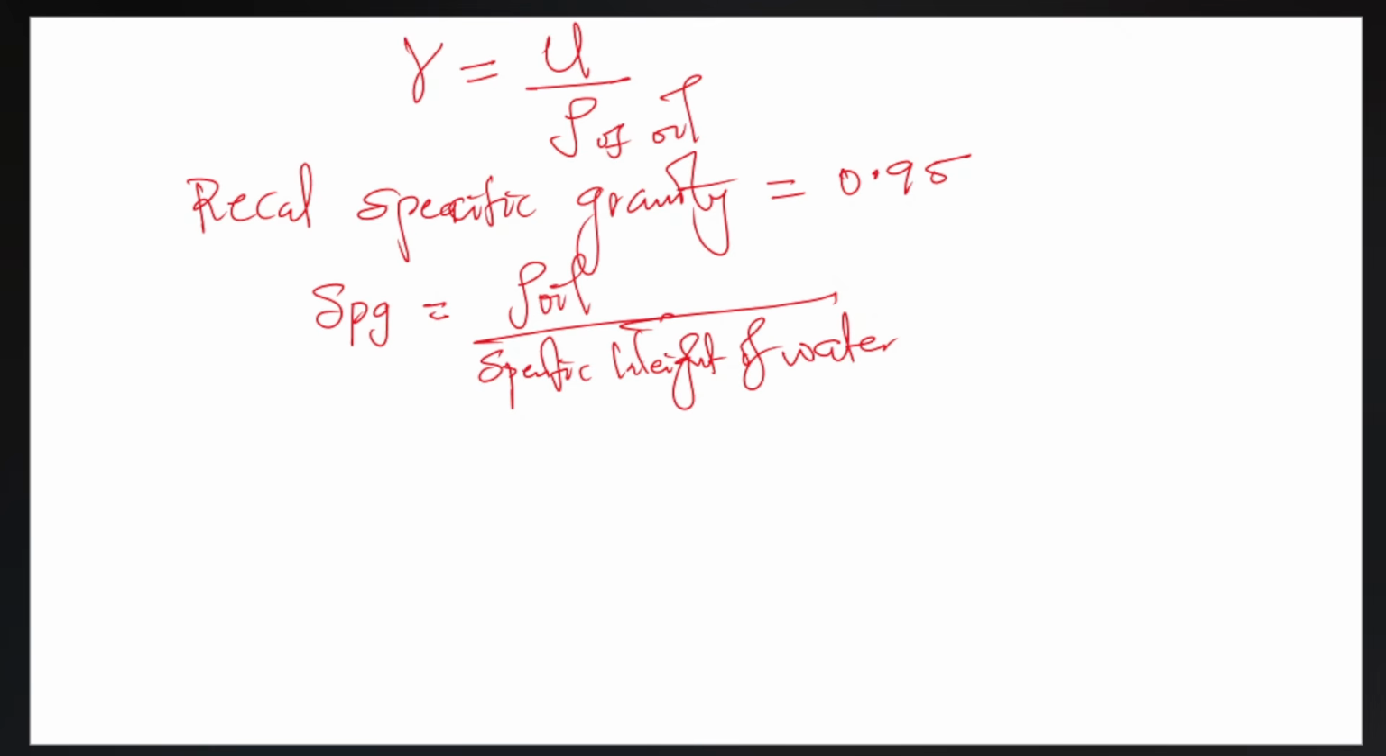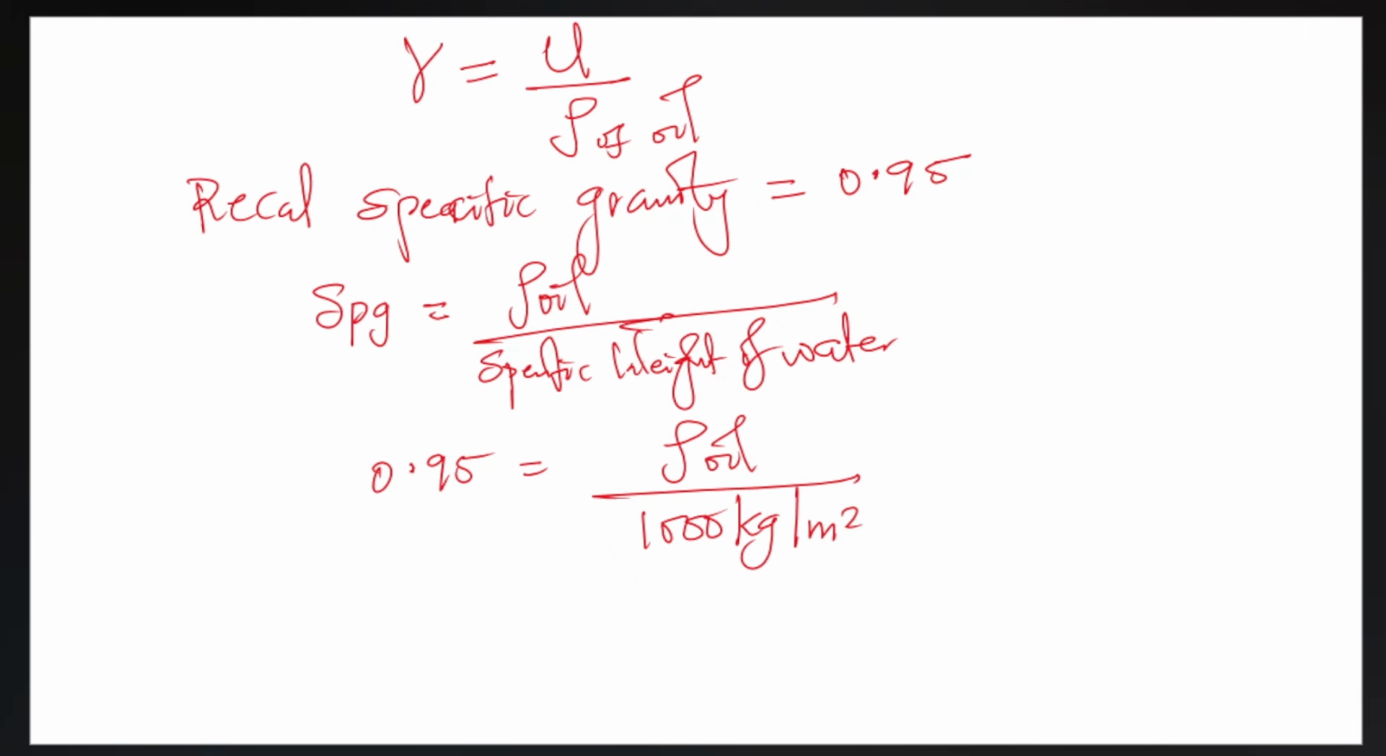Are we together? Now what we have here is 0.95, and this will be equal to the density of oil, which we don't know, divided by the weight of water, and we know that the weight of water is 1000 kilogram per meter square. Now what do we do?